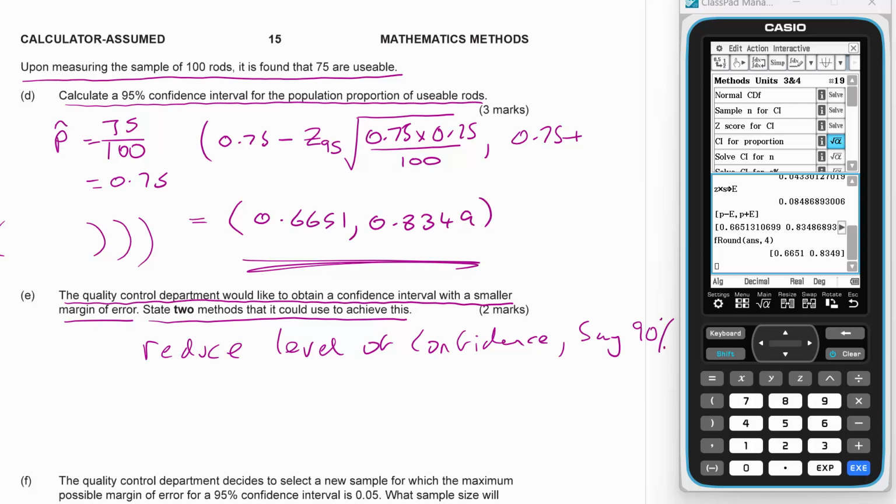The other thing would be to increase sample size. If they do that, then the 100 that I just pointed to here gets bigger and makes the standard deviation smaller. And so we get a smaller confidence interval.